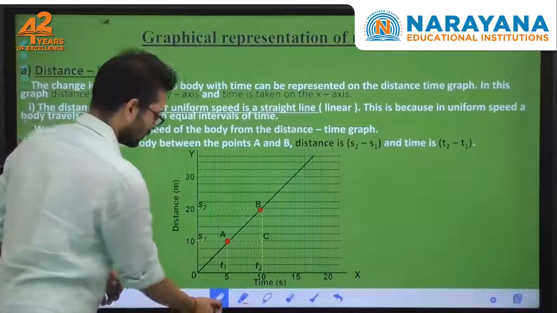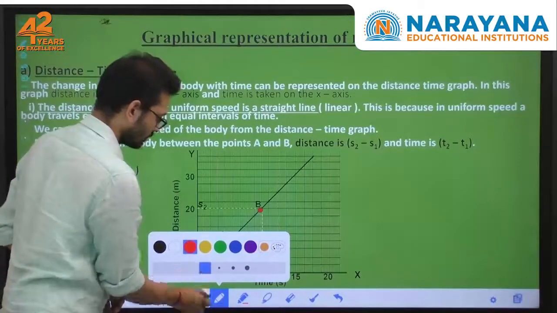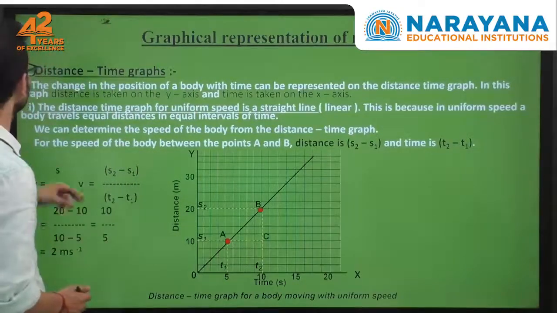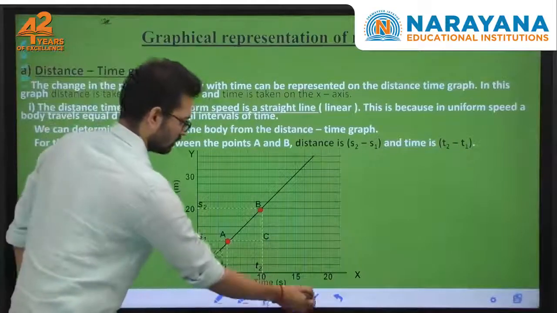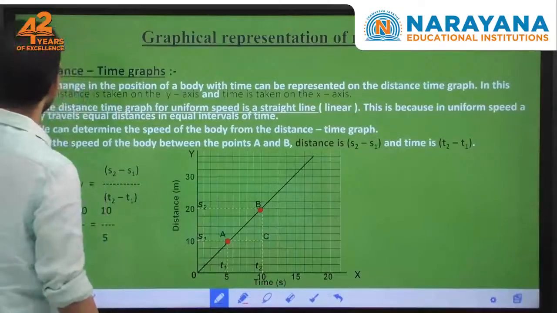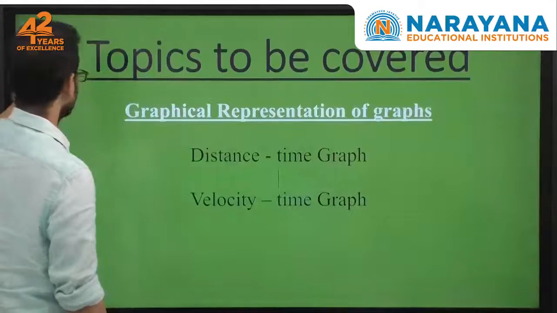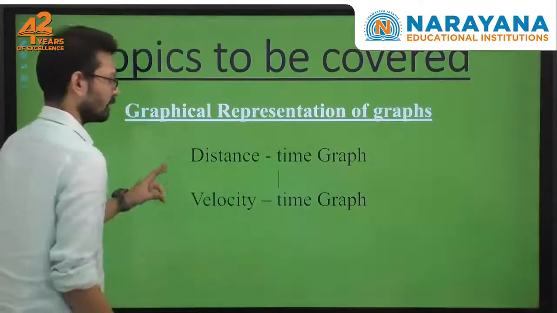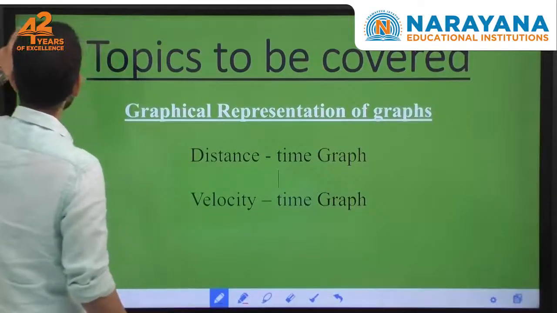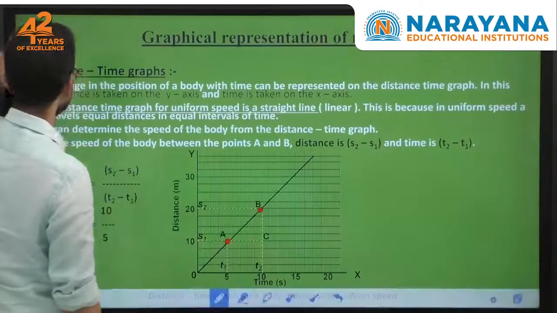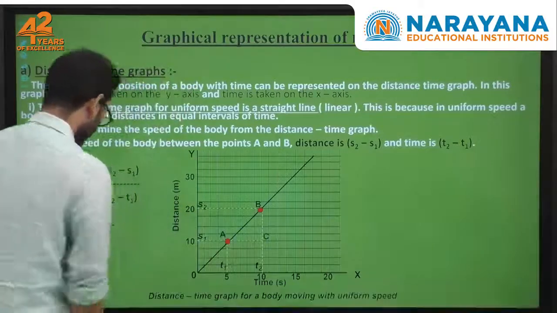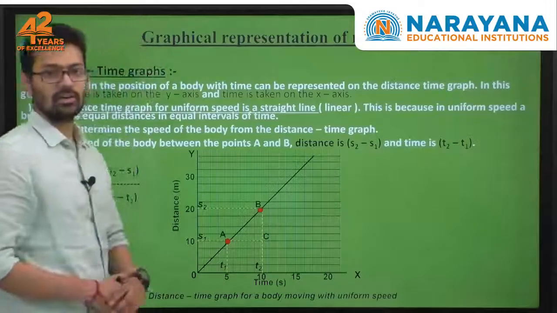Now let me show you that over here. When you are taking the distance-time graph and the velocity-time graph, we will go with the distance-time graph concept right now. In this concept, the first thing is that distance is taken on the y-axis and time is taken on the x-axis.